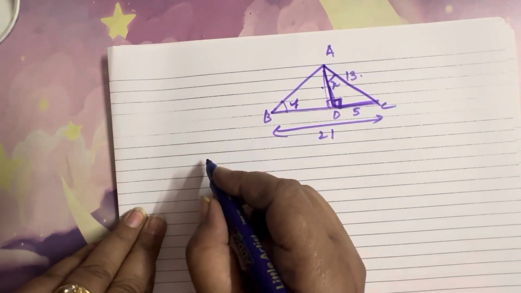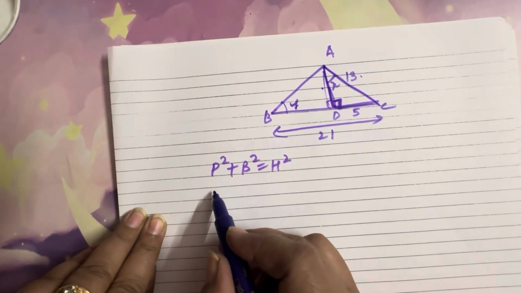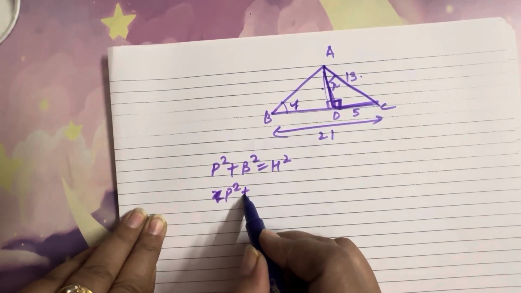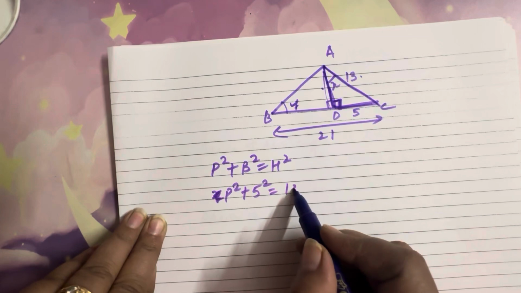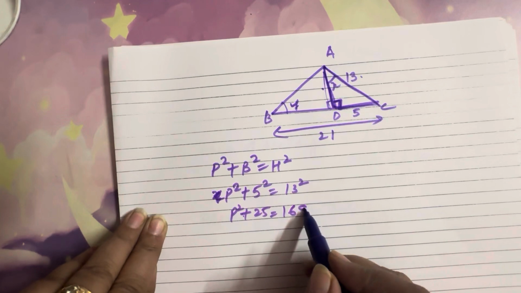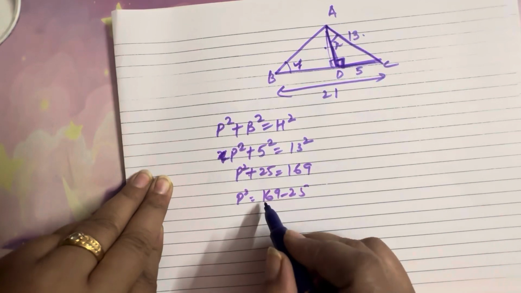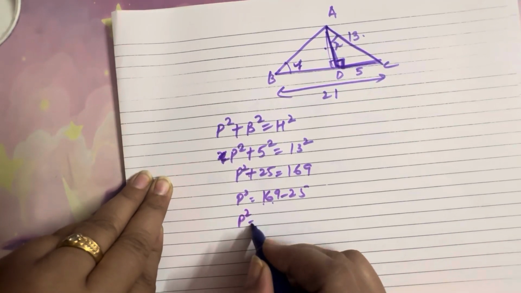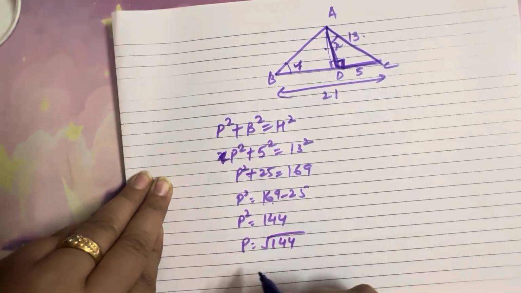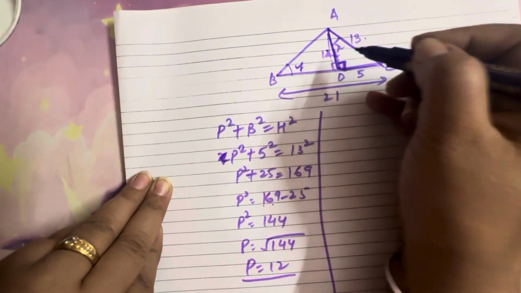So according to Pythagoras theorem, we are writing perpendicular square plus base square is equals to hypotenuse square. So perpendicular is not given, so we can write down P only. P square plus base is 5 square and hypotenuse is 13 square. So perpendicular square plus 25 is equals to 169. So perpendicular square will be equals to 169 minus 25. P square is equals to 144. And when we are doing the under root of this 144, it will come 12. So the perpendicular side will come 12 centimeter.